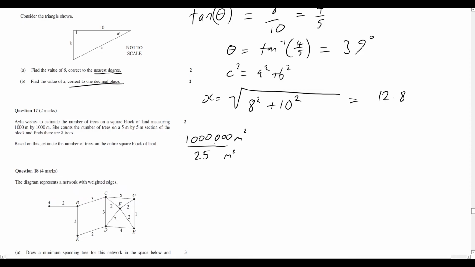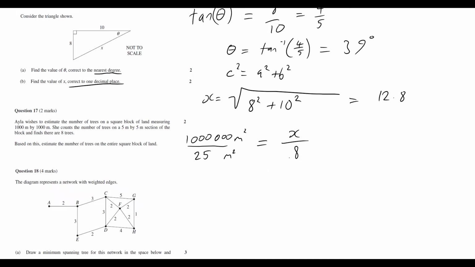So we have the total area over the measured area that we actually counted on. And that's going to be equal to x, the total number of trees on the 1,000 by 1,000 meter plot of land, divided by how many trees did we find on the 25 meter squared? Well, we found 8.